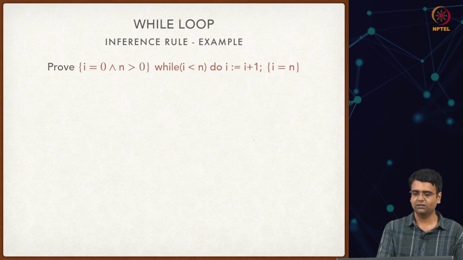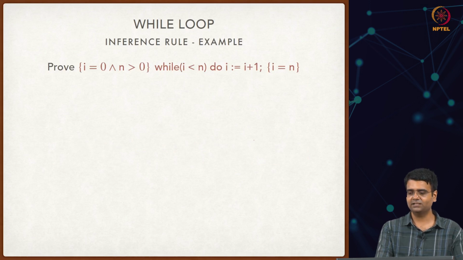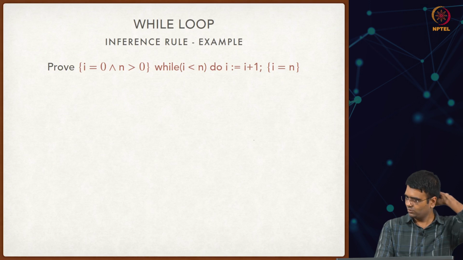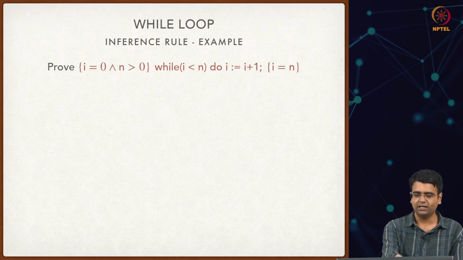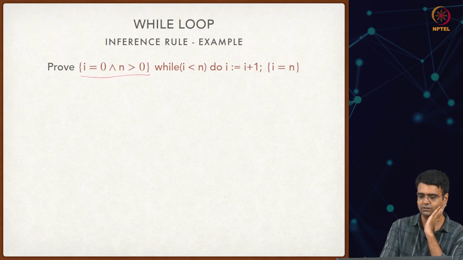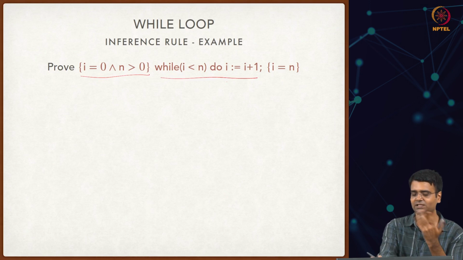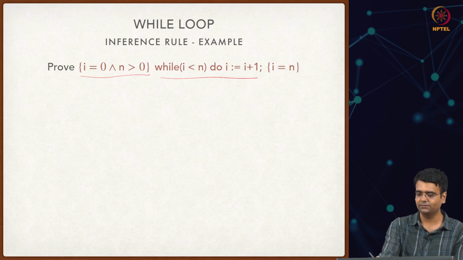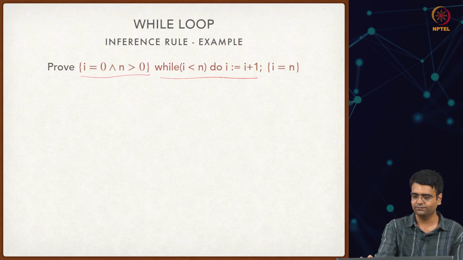Okay. So again let us look at an example. Suppose we want to prove that this particular Hoare triple is valid. Here my precondition is I is equal to 0 and n is greater than 0. My program is a simple while loop, which just increments I by 1 in every iteration, while I is less than n, and my postcondition is I equal to n.